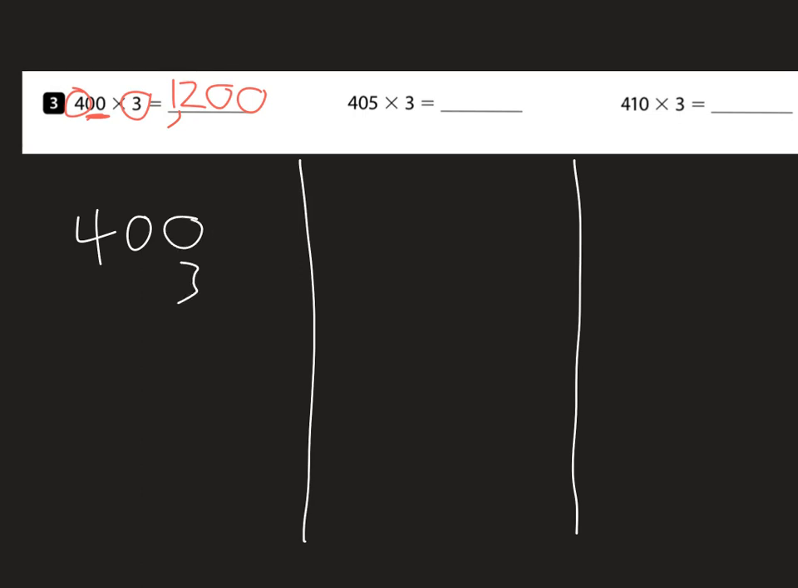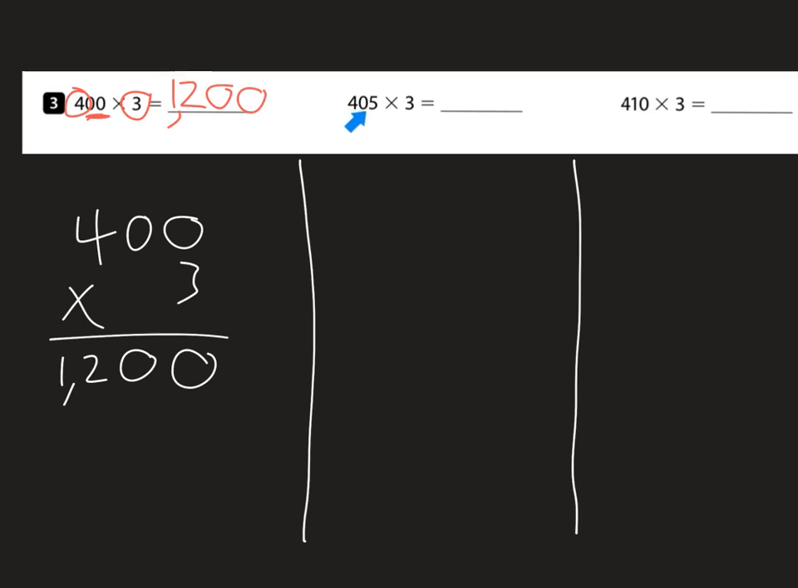All right, let's check it out. 400 times 3. We're going to distribute our 3 to our units place, tens place, and hundreds place. 3 times 0 will give me a 0. 3 times 0 will give me a product of 0. And finally, 3 times 4 will give me a product of 12. So 400 times 3 gives me a product of 1,200.